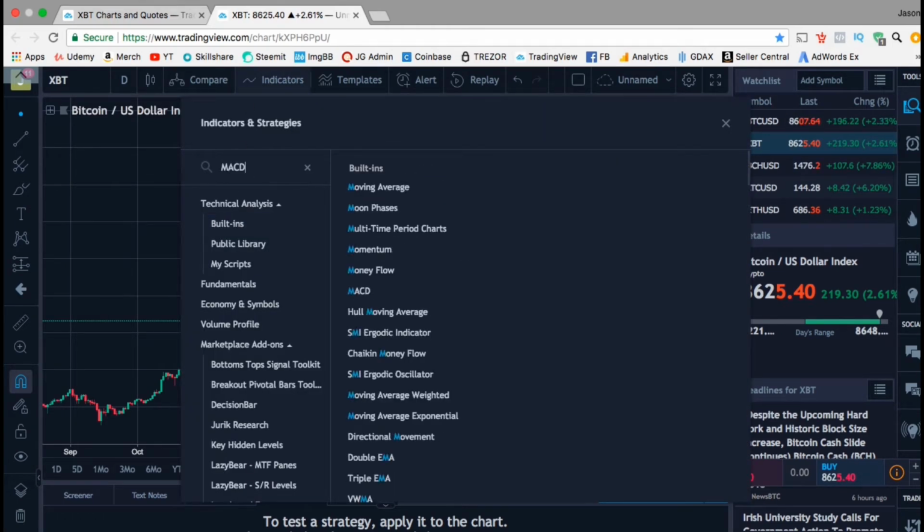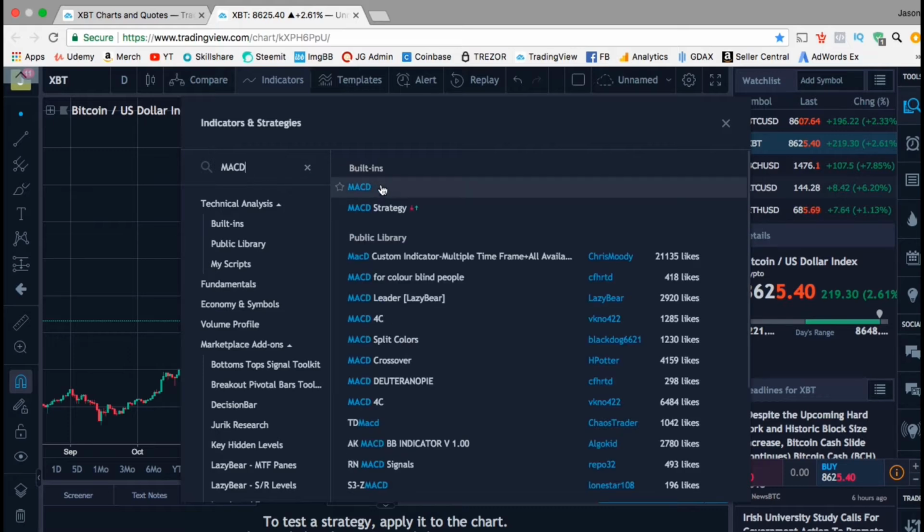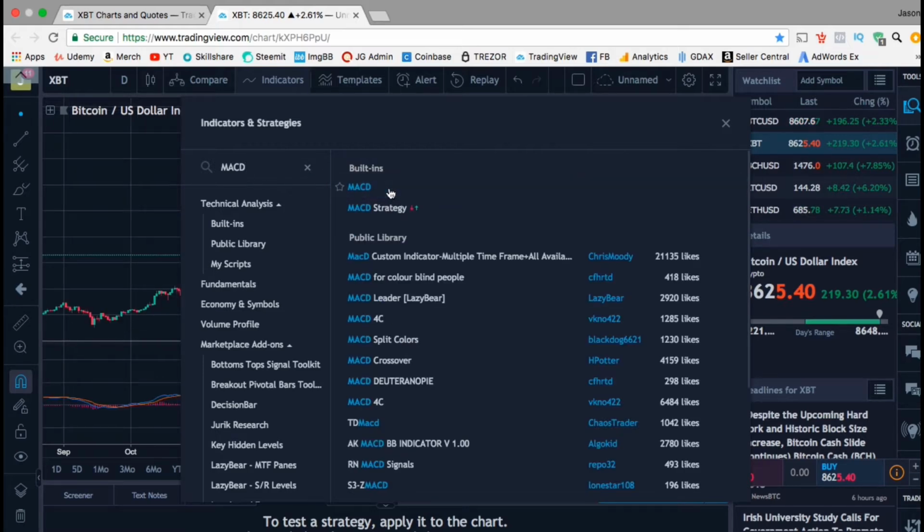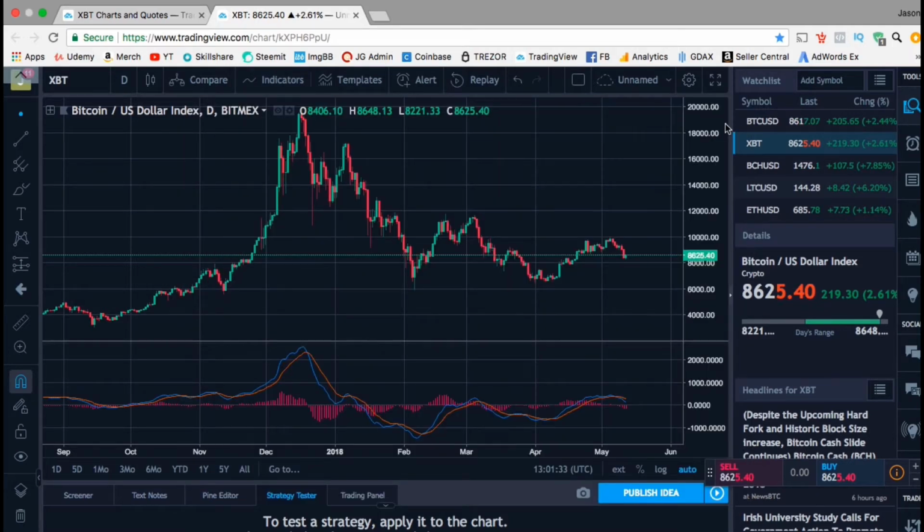Let's go to the search box and search for MACD. We're going to select the first option under Built-in. Once it's selected, let's close the menu. So if you look below your chart, you should now see the MACD. We have the red MACD line, the blue signal line, and our histogram.